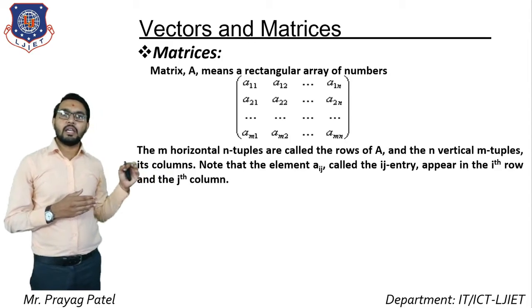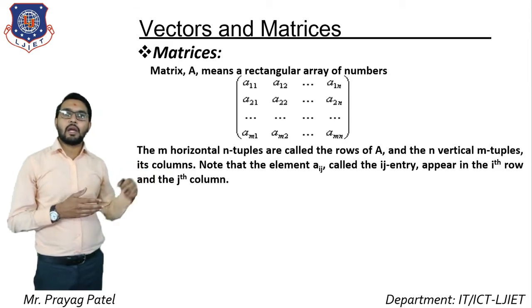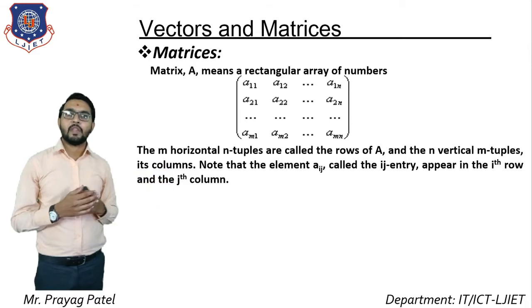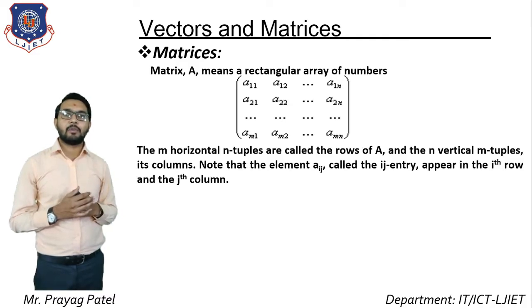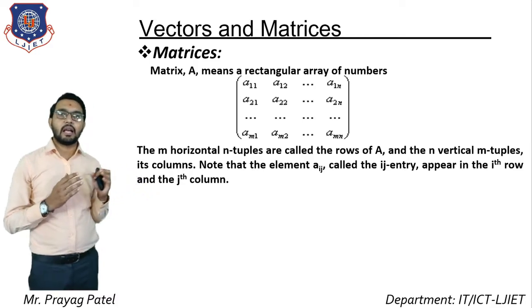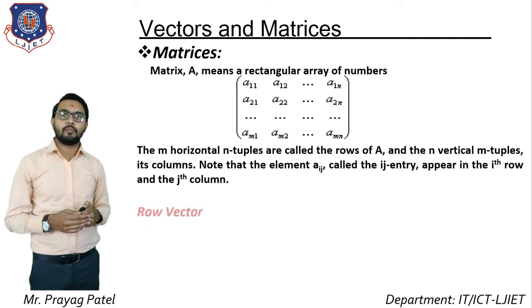Here the number of rows is m and the number of columns is n. The m horizontal n-tuples are called the rows of A, and the n vertical m-tuples are called the columns. Note that the element aij, called the ij entry, appears in the ith row and jth column.